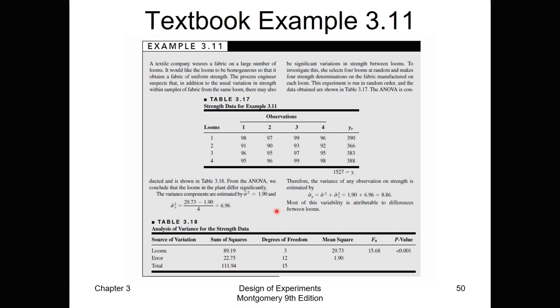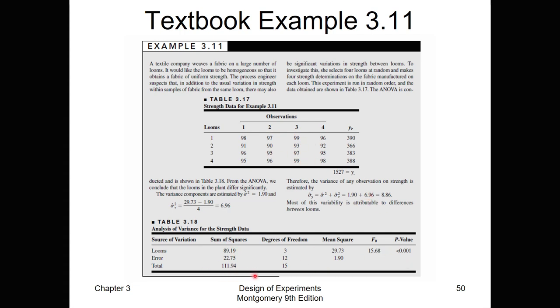And that lets us say conclusions like what we see here. Most of the variability of this 8.86, that's the total amount of movement, 6.96 of that movement is from the changing in the different machines, and 1.90 is just from random white noise. So we're able to say something like the variance component having to do with loom is responsible for most of the differences in the different observations.